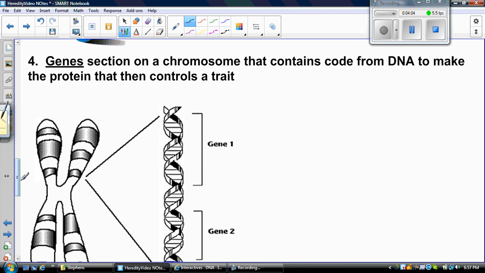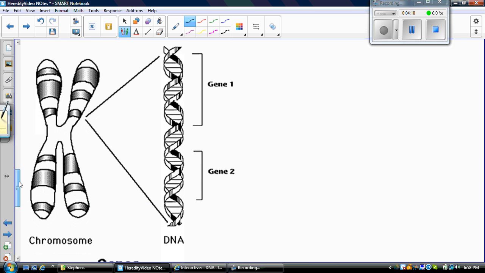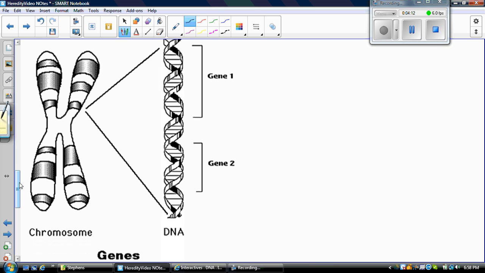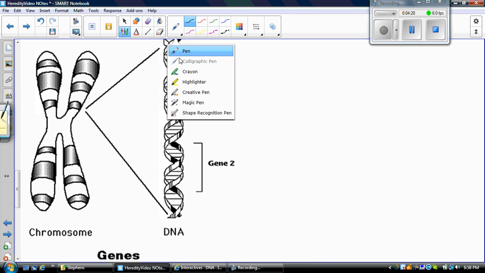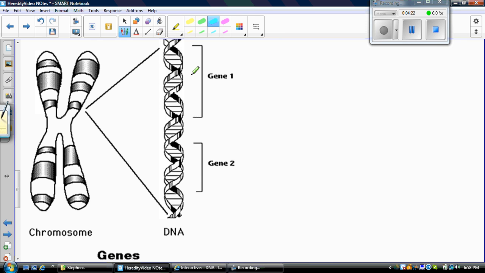So let's take a look at a gene. A gene is a section on a chromosome that contains the code from DNA to make a protein that controls a trait. So remember I talked about how DNA contains the code for making protein? Well, inside that chromosome, sections of DNA code for a trait. If you look on this picture, this section of DNA codes for one gene. This section of DNA right here codes for another.